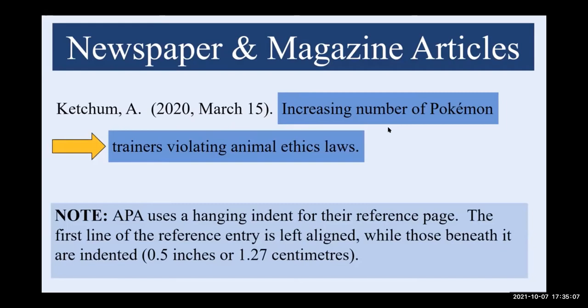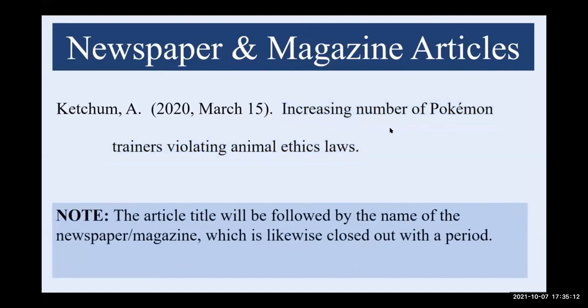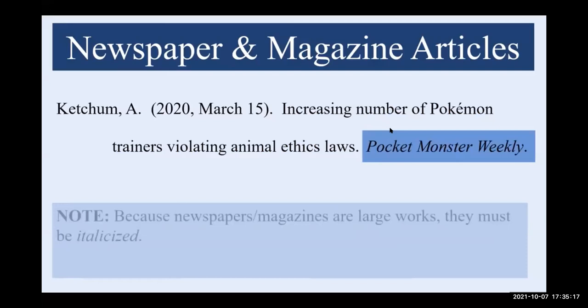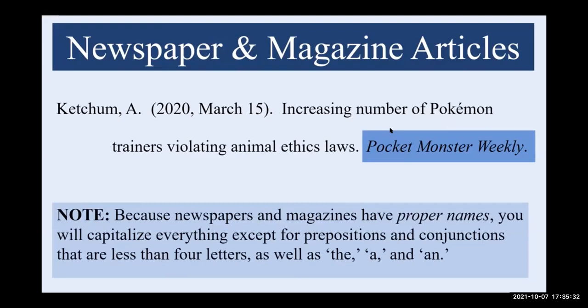The article title will be followed by the name of the newspaper or magazine, which will likewise be closed out with a period. Because newspapers and magazines are considered larger works as they contain smaller works, they will be italicized, while the article titles will not be. In addition, because newspapers and magazines have proper names, you will use proper name capitalization, meaning you capitalize everything except for prepositions and conjunctions with less than four letters, as well as the words the, a, and an.